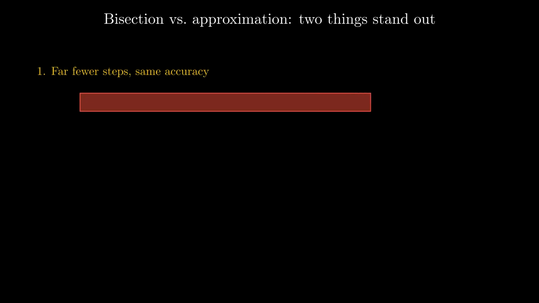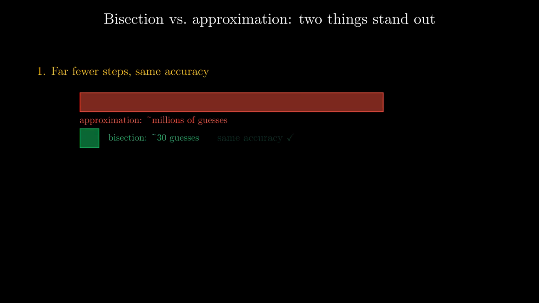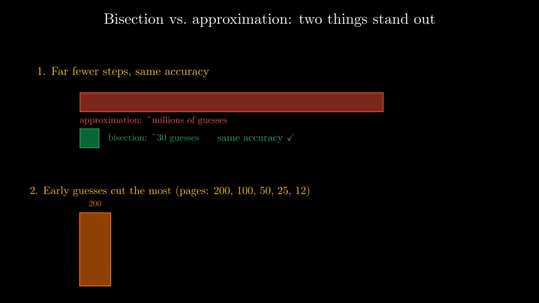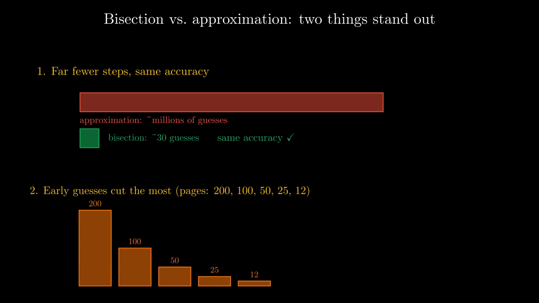Step back and compare bisection with the old approximation method. Two things stand out. First, bisection reaches the answer in dramatically fewer steps, and the answer it gives is every bit as good, just as close to the true square root. Second, the early guesses do far more work than the later ones. The first cut is the most dramatic, and each cut after that matters a little less.